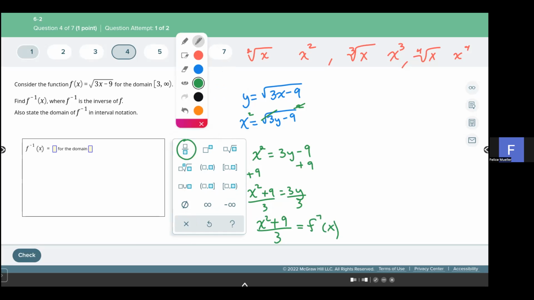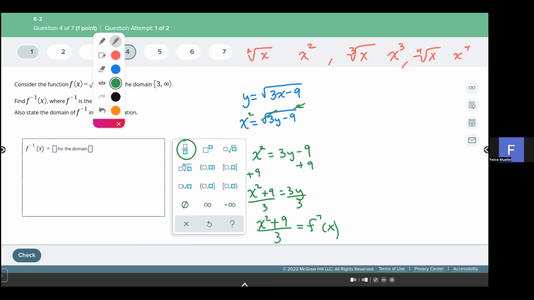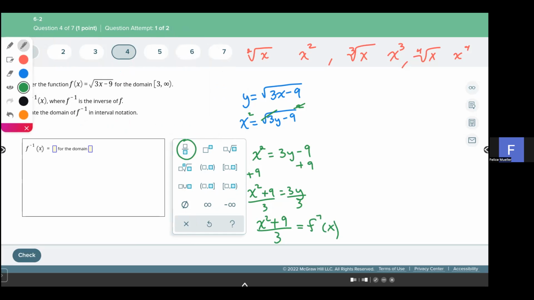The other thing here is in class, we went over that domain and range flip locations for inverses. So if this is the domain of my original, it becomes the range. And the same thing goes to the other end: I take the range of the original, which would be 0 to infinity. This becomes my domain.